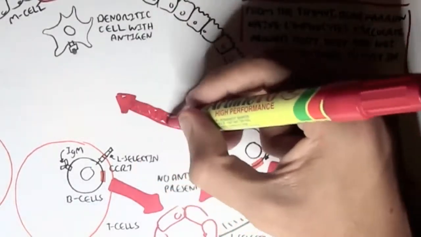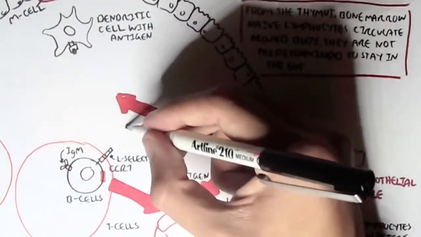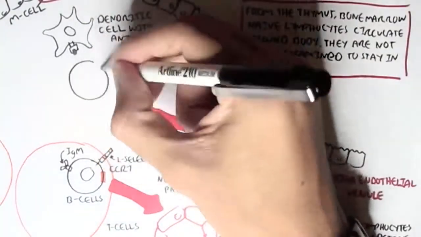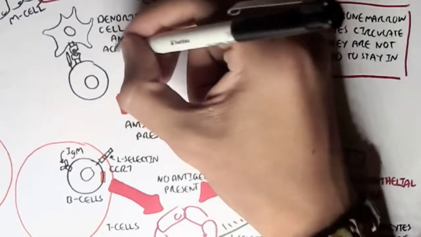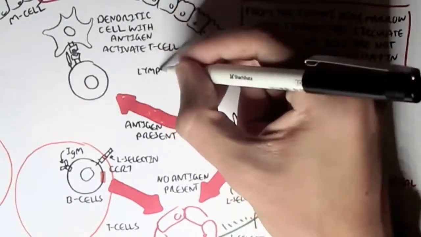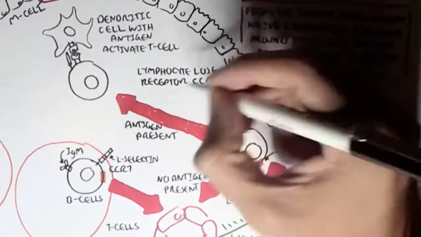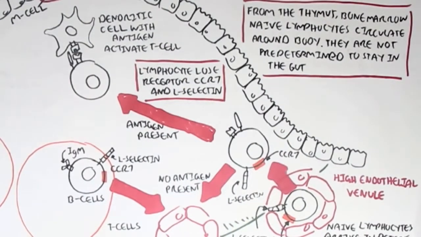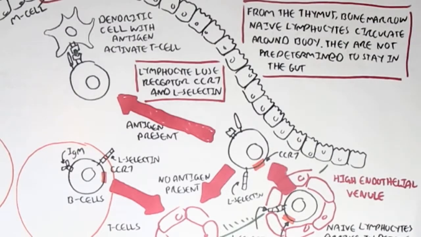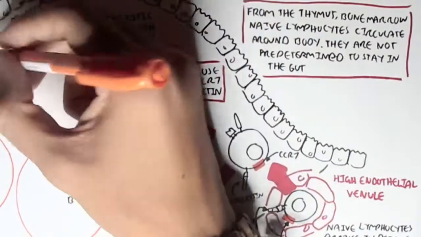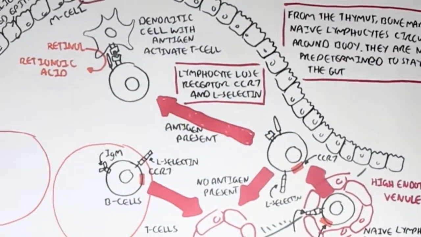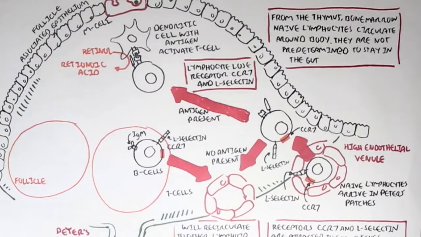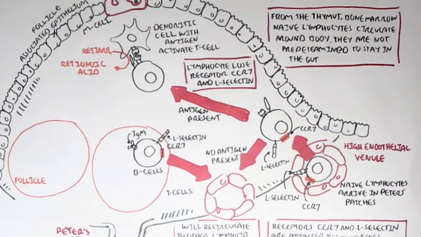Now let's look at the bigger picture. Because the antigen is present now, because the M cell has already taken it up and brought it into the Peyer's patch, the lymphocytes will lose the receptors L-selectin and CCR7, and therefore cannot leave the Peyer's patches per se. So this dendritic cell with the antigen will now activate this naive T cell, and it can be a naive CD8 or naive CD4 T cell. The dendritic cells also use retinol and convert it to retinoic acid in the process to activate the T cells.